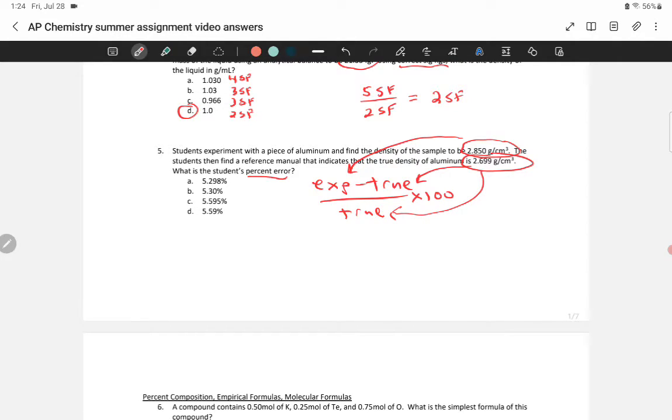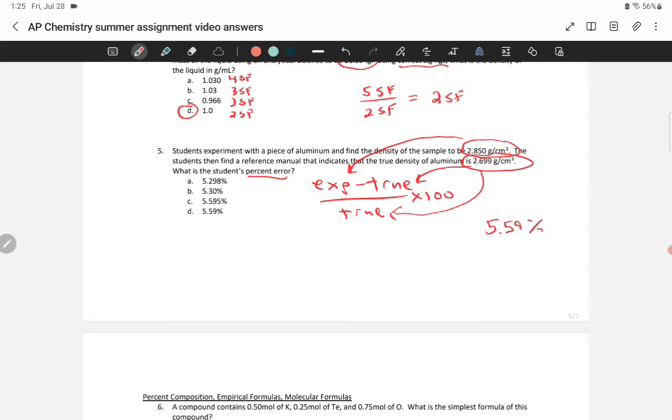So 2.850 minus 2.699. Make sure that you do that function on your calculator first, and then divide by the true density of 2.699. And when you get that answer, that should be 5.59, not with your calculator, but rounded to the correct number of sig figs.